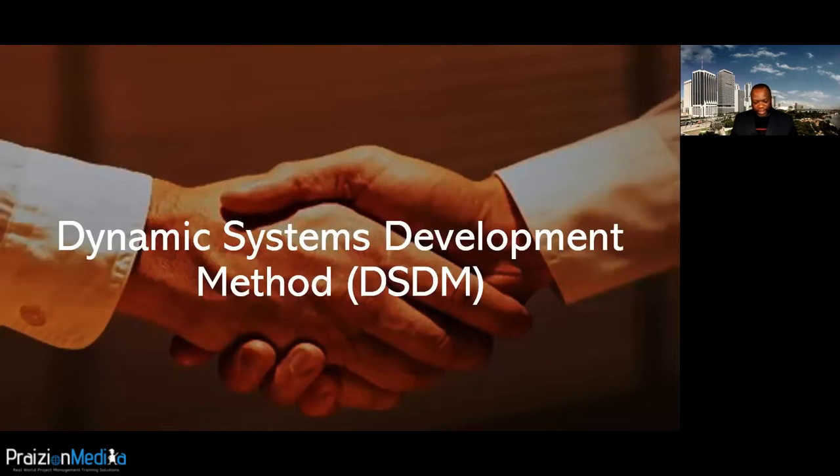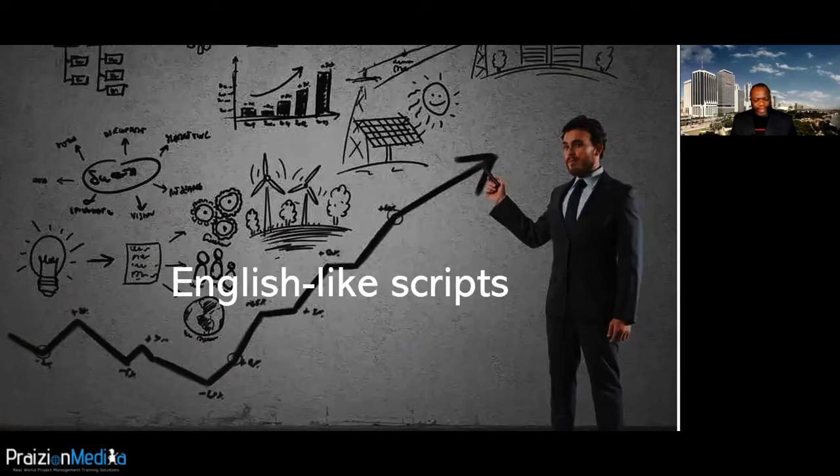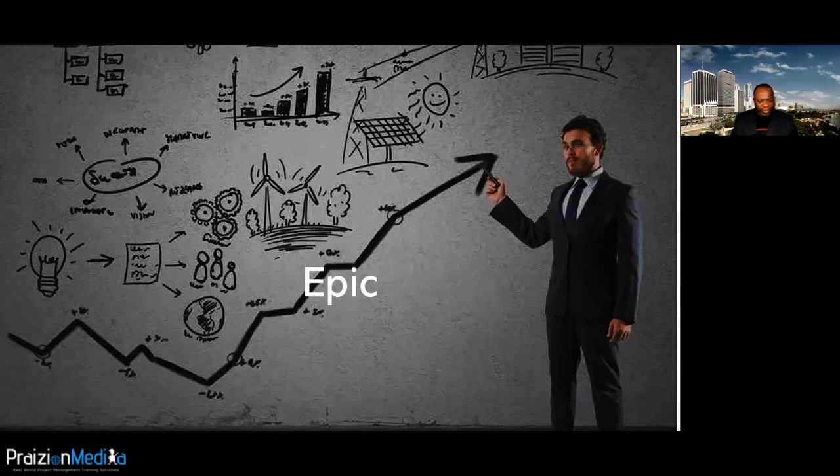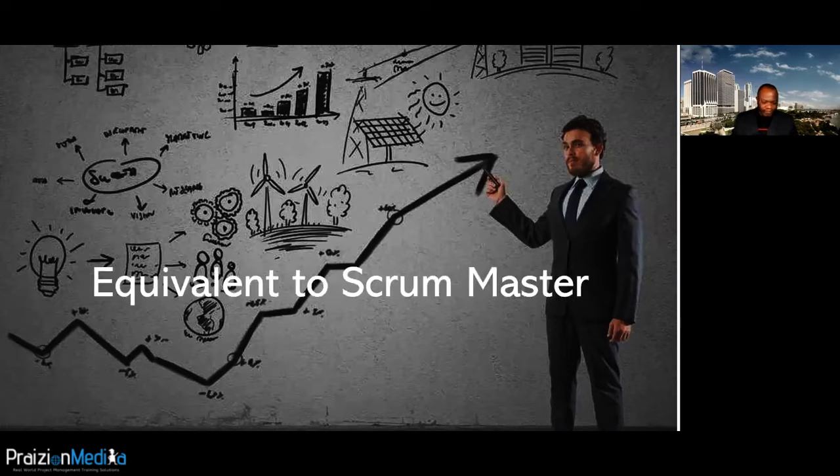DSDM, it's an agile project delivery framework. You don't hear too much of it, but it's a relevant one to look out for. English-like scripts. It means a programming language with a simple English-like syntax. Python, for example, is one of such languages, and the script sounds almost like simple English when read. Epic. An epic is a large user story. Bear in mind the last two definitions are not in the Agile Practice Guide.